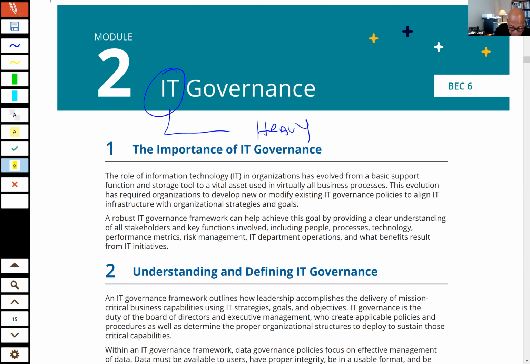They tell us that IT governance is a robust framework which can help achieve the goals of the organization by providing a clear understanding of all stakeholders and key functions involved, including people, processes, and technology, performance metrics, risk management, IT development operations, and what benefits result from IT initiatives. What we're really talking about here is linking our information technology to the company strategy.